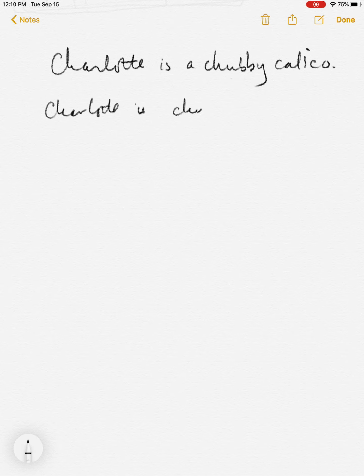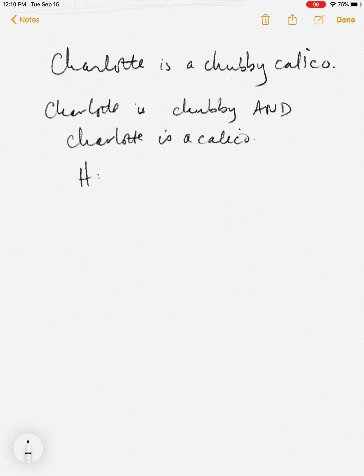is chubby and Charlotte is a calico. Right? So now we can have, say, H stands for Charlotte is chubby. I have too many C's in here, sorry. And then say A stands for, notice how I'm giving a dictionary, so it's very clear what my atomic sentence letters are standing for. A stands for Charlotte is a calico.